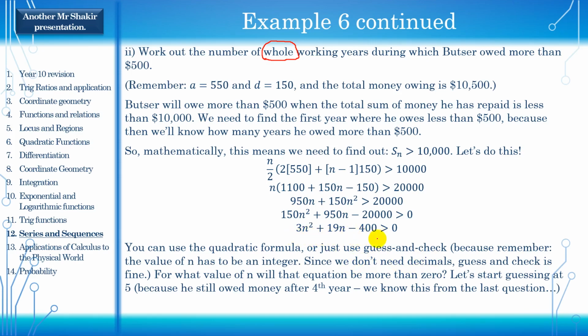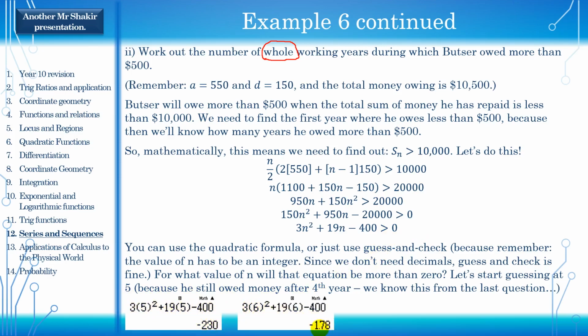So solving that equation, for what year will he have owed more than 500? Well, we'll start by substituting in 5, because in the 4th year, from the first part of the question, we know he still owed more, right? So the 5th year, sub it in, it's negative 230, so it's not more than 0, so we're going to keep substituting. Let's sub in 6, negative 178.